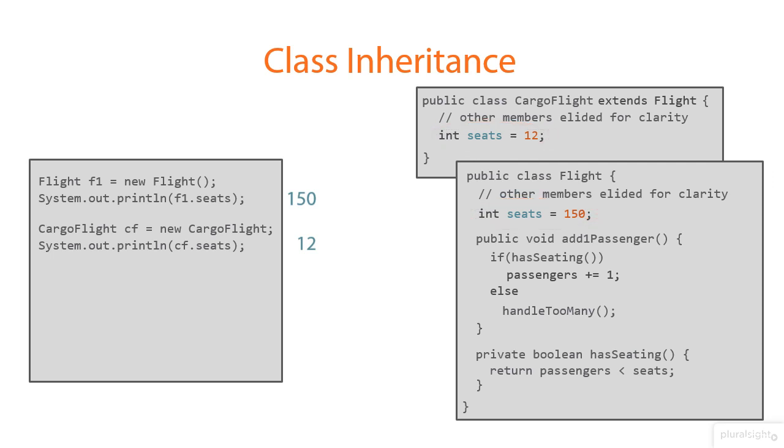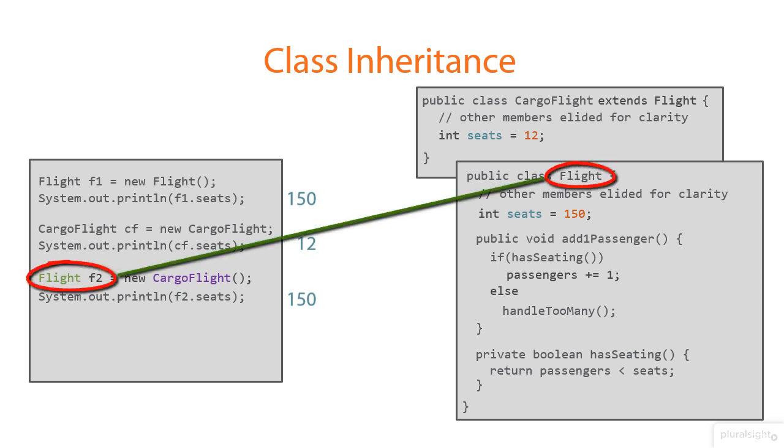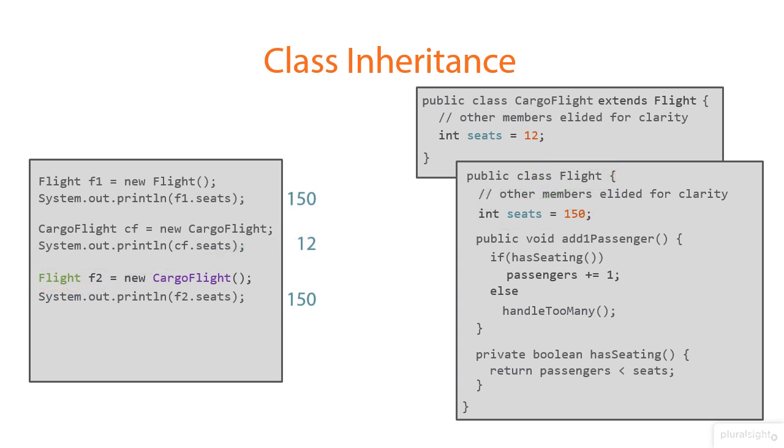But now something unexpected can happen by doing that. If I create an instance of the cargo flight class and assign it to a reference of type flight that we've called F2, when we print out F2.seats, what we will actually get is the value 150. Because the seats value of 12 is only visible when the instance is being worked with as a cargo flight. Because the reference F2 is of type flight, it doesn't know anything about the seats value of 12. It only knows about the seats value of 150. That becomes really important as we start using methods from the base class.